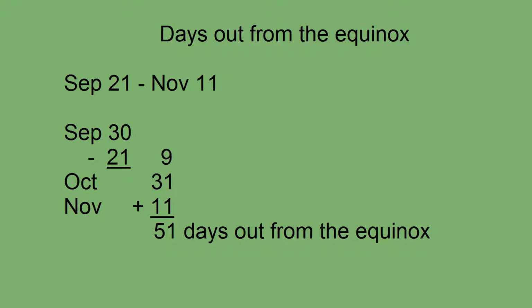Now compute the number of days you are out from the equinox, meaning you want to know how many days there are from September 21st to November the 11th. You can see this in this example. September has 30 days. We're already at day 21, so that leaves 9 days in September. Add 31 days in October, plus 11 days in November, and we are 51 days out from the equinox.